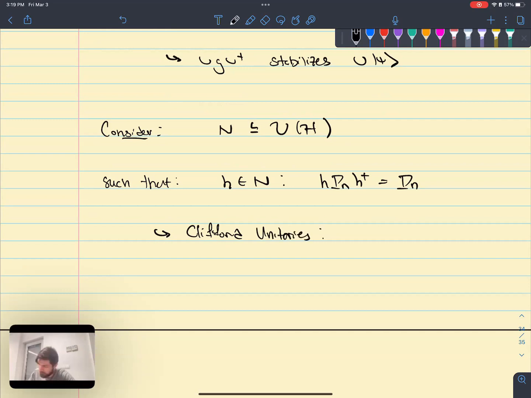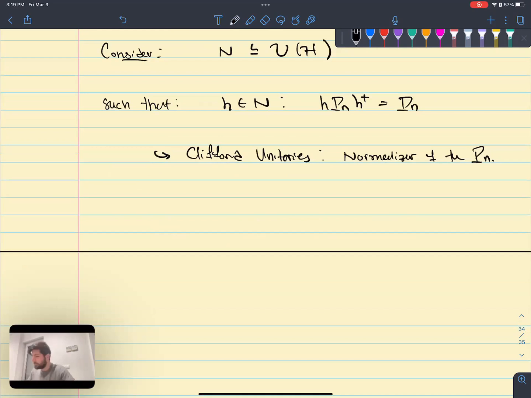And also, for the interested, it's the normalizer of the Pauli group, which I will just write like this. Okay, so do we know any of the unitaries that come from there?